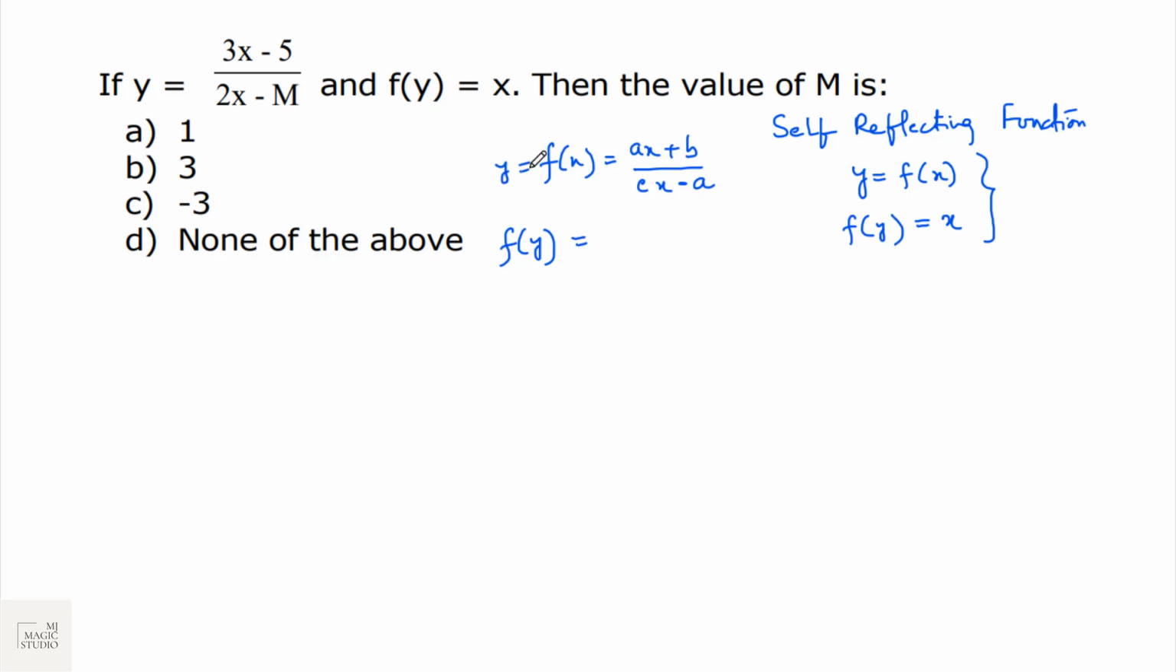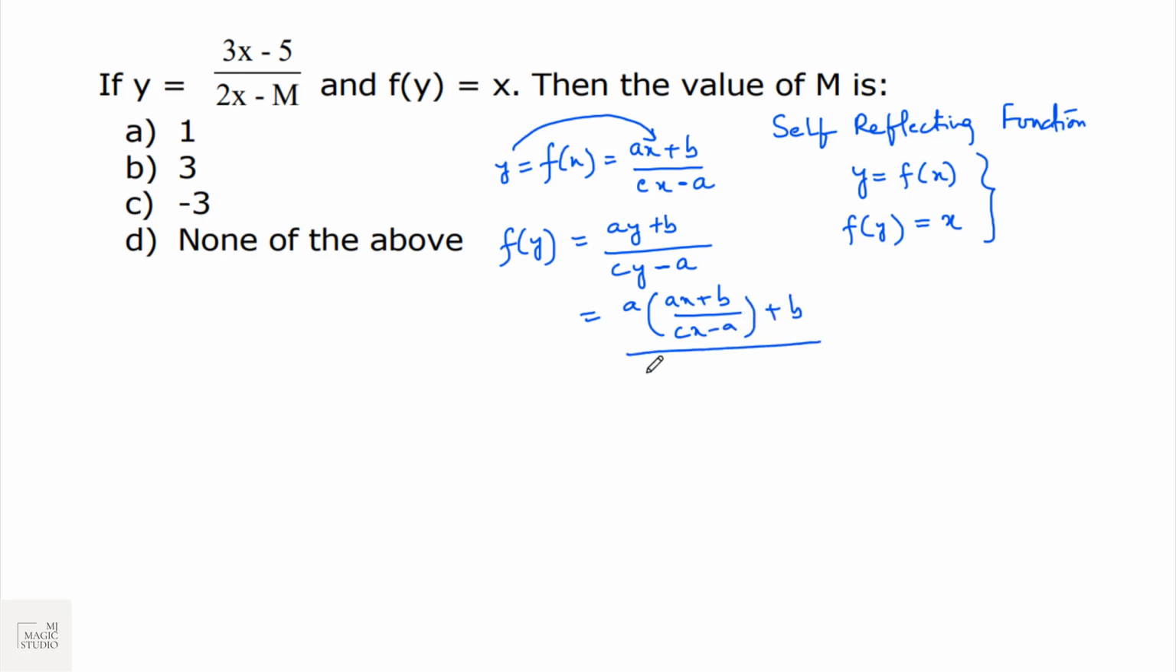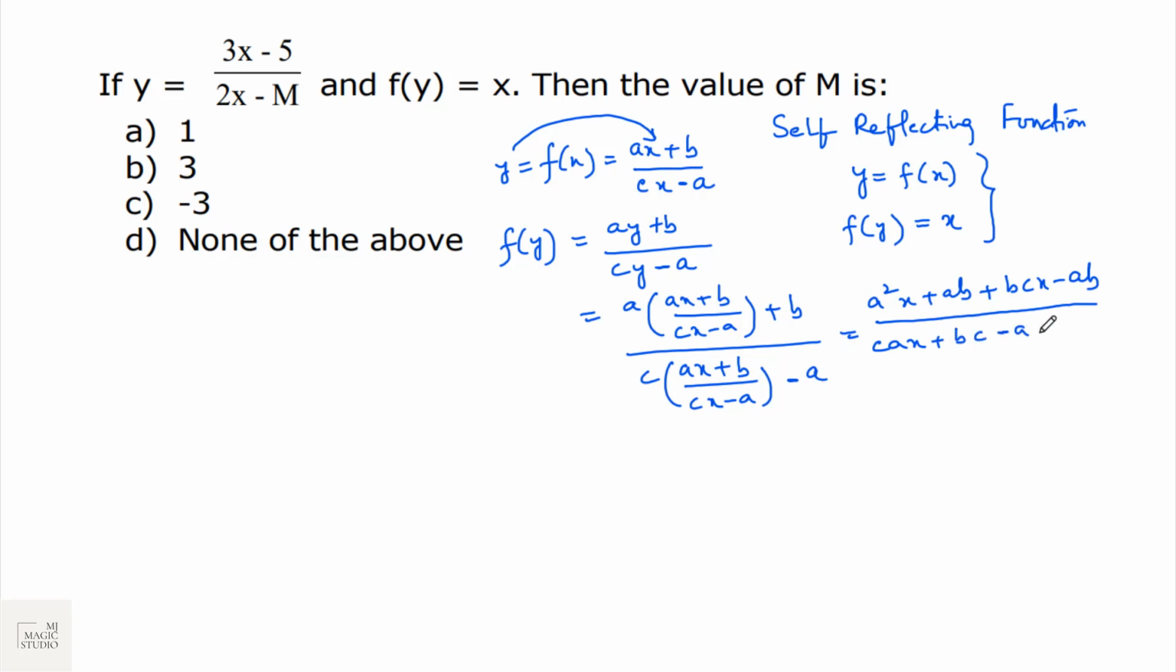Let us calculate f(y) for it. We know that y is equal to this. This would be (ay + b) upon (cy - a). Now instead of y I can use this value. This will be a into (ax + b) upon (cx - a), plus b, upon c into (ax + b) upon (cx - a), minus a. Let's solve this. The numerator is a square x plus ab plus bcx minus ab. Denominator I am removing. This will be cax plus bc minus acx plus a square.